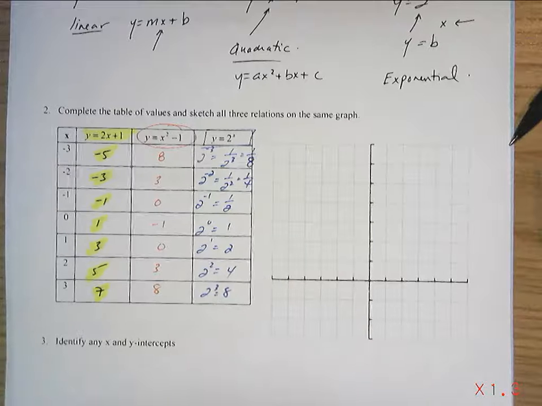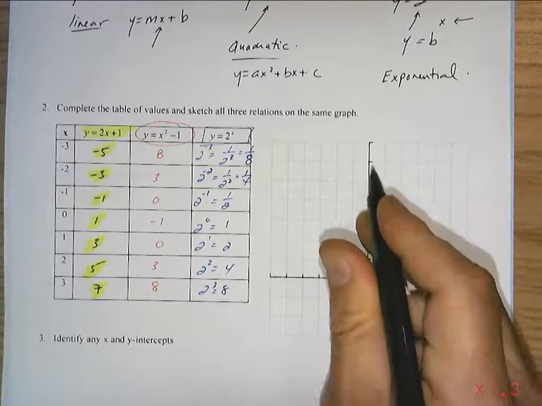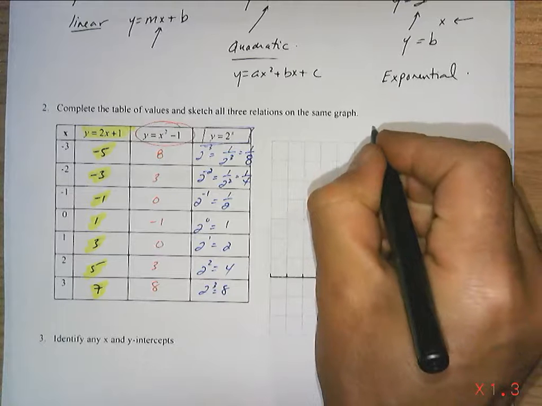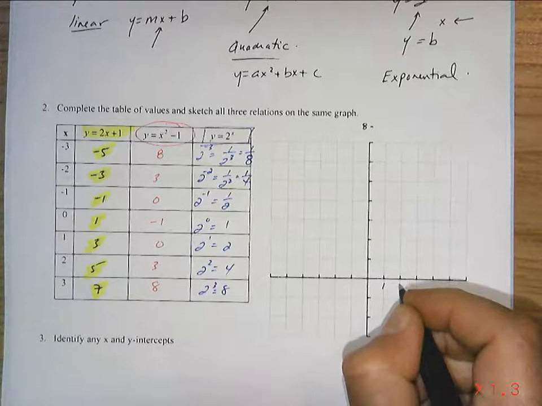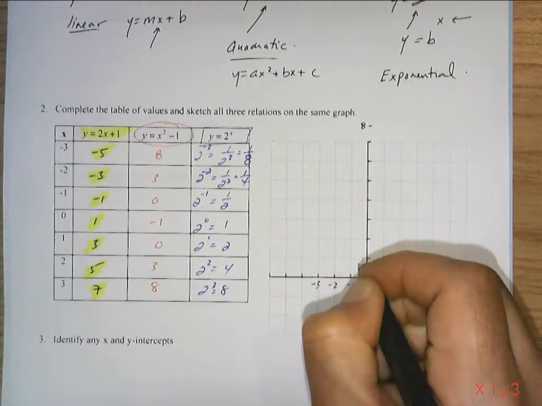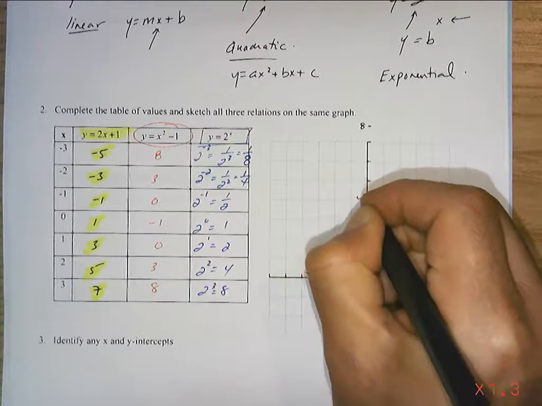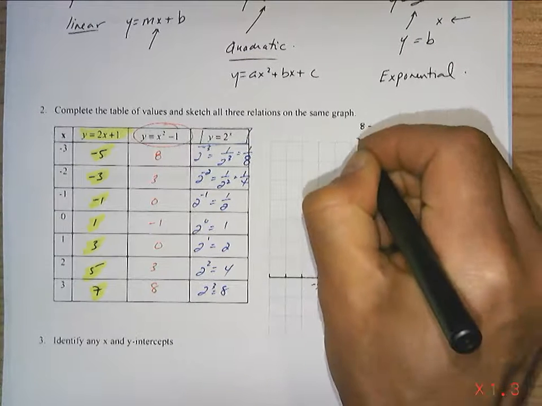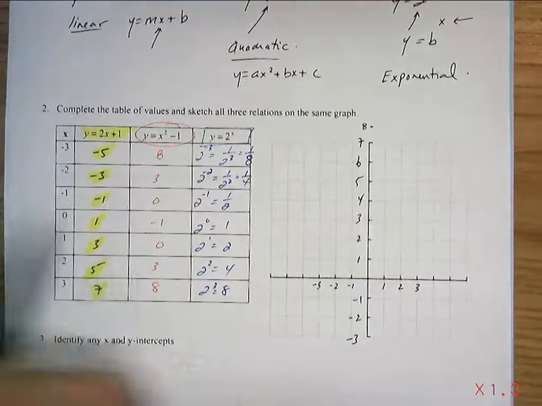Okay, so now I know what my scale should be. I think I'm pretty safe going 1, 2, 3, 4, 5, 6, 7. So that would be 8 right there. So then this will be 1, 2, 3, negative 1, negative 2, negative 3. We'll do 1, 2, 3, 4, 5, 6, 7. There's 8. Negative 1, negative 2, negative 3.